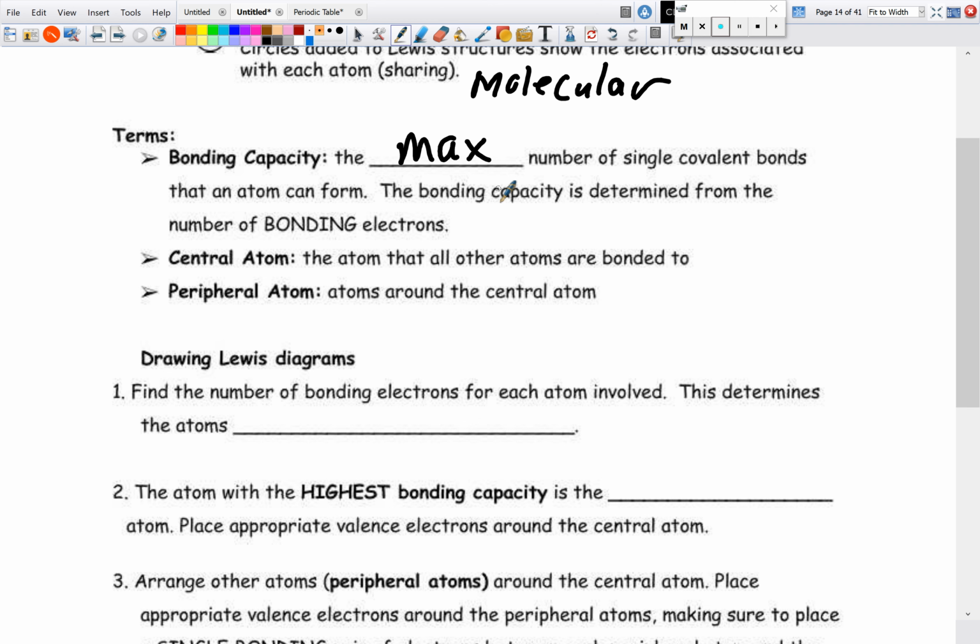Now for our terms when we're actually drawing out these molecules, something that's referred to as a central atom. This is the atom that all other atoms are attached to, and it's basically in the middle of our molecule. And the ones on the outside, we're going to call the peripheral atoms. Just like how you have peripheral vision, it's the outside of your vision. Same thing with atoms. These are just attached all around the central atom.